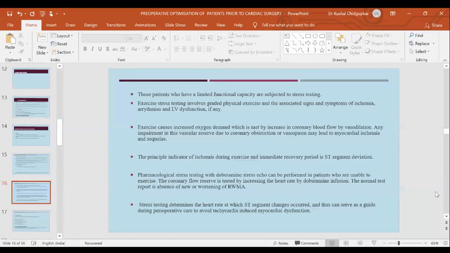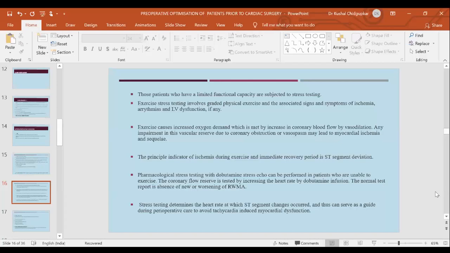Stress testing. So do you know how the exercise stress test is performed? Are you aware of some of the protocols? Yes, sir. The most commonly used protocol is the Bruce protocol. Other protocols are the Rappel protocols as well. So in the Bruce protocol, we subject the patient.